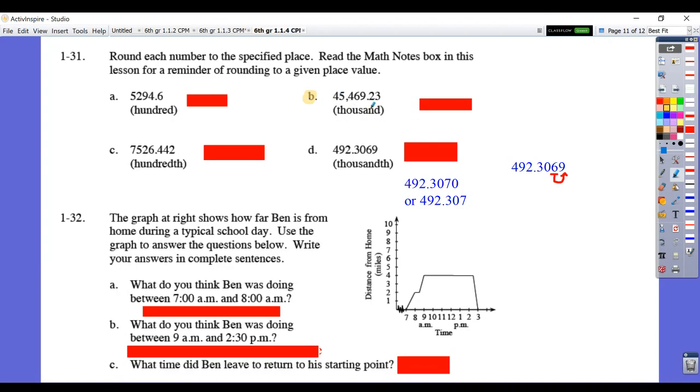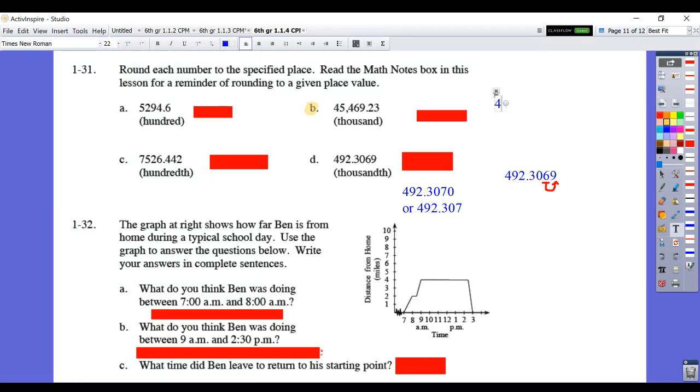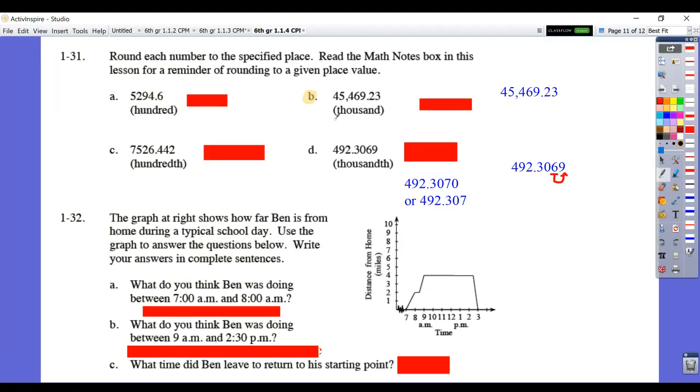So B wants us to take 45,469 and 2300ths and round it to the thousand place. So again, I'm just going to go ahead and write the number down first, 45,469 and 2300ths. And we're going to underline the place value that they want us to round, which is thousand. Notice it does not have a TH. It's not thousandths like D, it's thousand. So the thousand spot is right here. And the number to the right of that, the indicator number, is the 4.